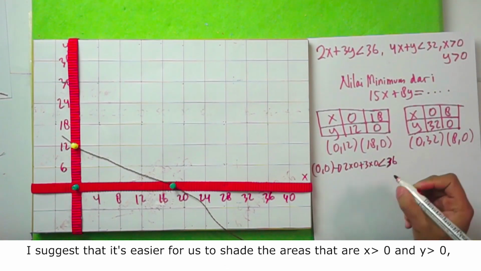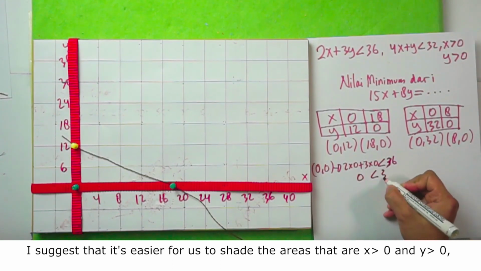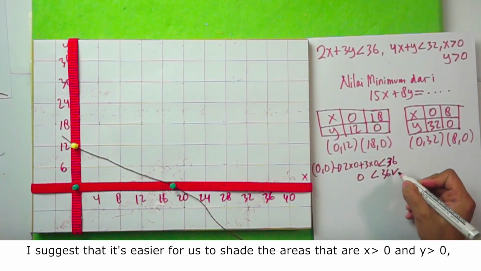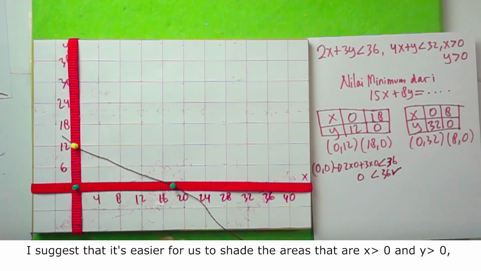We check. I suggest that it is easier for us to shade the areas that are not x more than 0 and y more than 0.